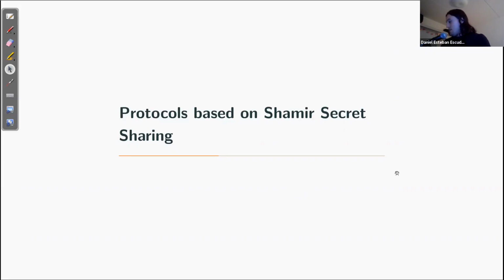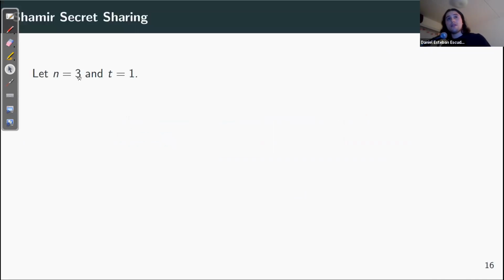Okay, so the last thing I want to talk about is Shamir secret sharing. It's probably something you have already encountered before if you have been reading blogs or something, and if not, it's something very useful to know in general. And we're going to be working with 3 parties only, and t equal to 1.